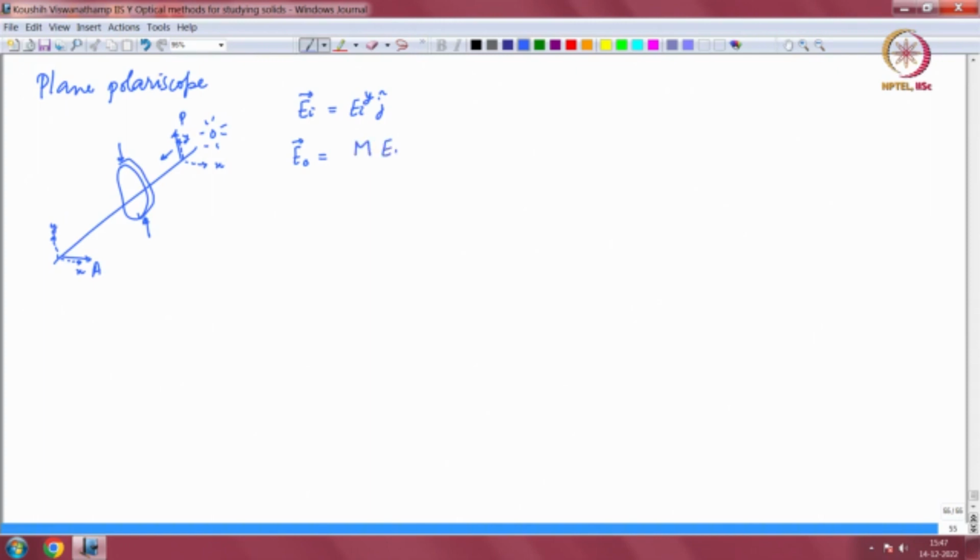this will be M times E_I bar, M being the matrix we wrote down before. And so, if in general your E_0 has components E_0x, E_0y, it is going to be matrix M times E_I x, which is 0. So, I will get rid of this, and E_I y. That is the incident light direction.